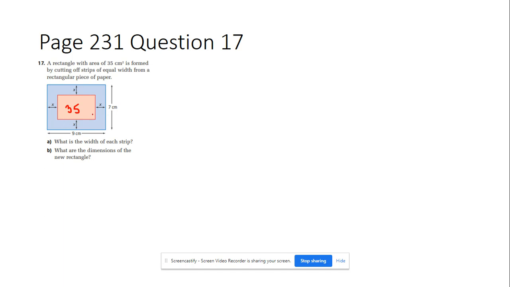I think a way we can do this is, you see we have an x here and an x here and a length of 7 there. That means this length is going to be this whole length minus this x and this x over here, so it's going to be 7 - 2x. And this width over here is going to be 9, but then we're cutting off an x here and an x here, so this part's going to be 9 - 2x. So I'm going to rewrite this over here: 9 - 2x and 7 - 2x, and we know the area is 35.